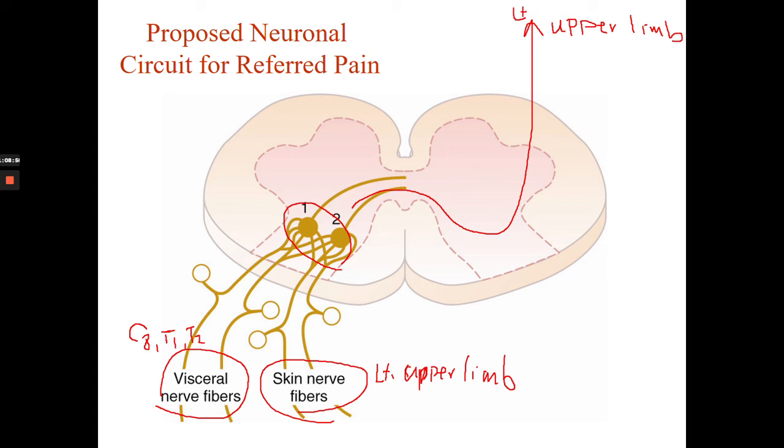So a pain from the heart is going to stimulate the second order neuron that has the same connection with the nerves that are coming from the left upper limb. So to the cerebral cortex, the cerebral cortex thinks that the pain is coming from the left side, left upper limb, although the pain is coming from the heart. So this kind of pain, visceral pain, is called referred pain. So visceral pain is felt as referred pain.